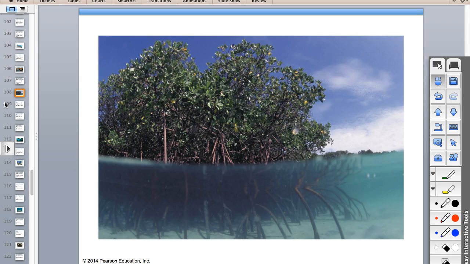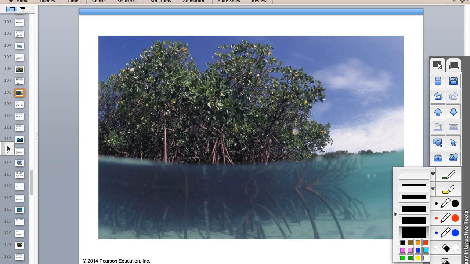And so this is what's called a mangrove tree. I'm not going to do a very good job drawing a shrimp here, but I'm going to do it anyway. There's a lot of little shrimp.